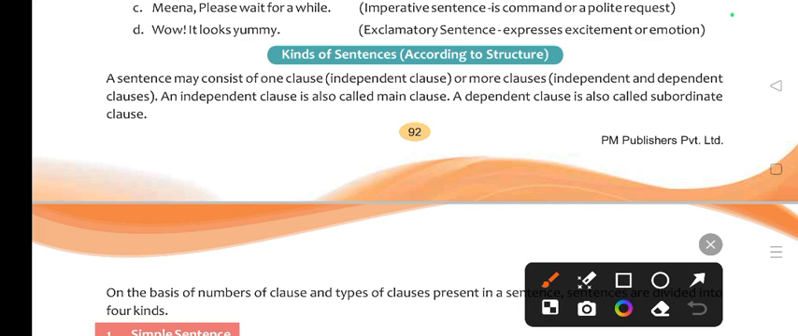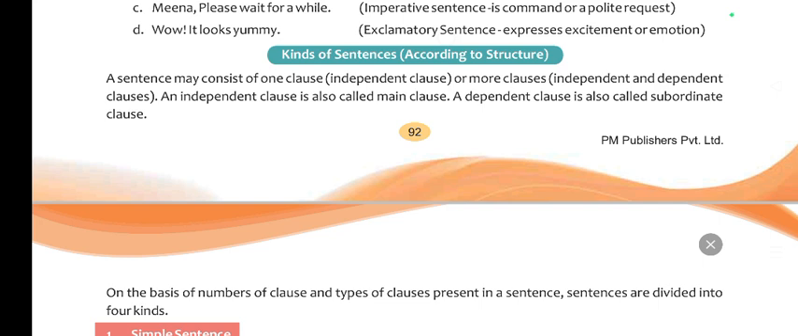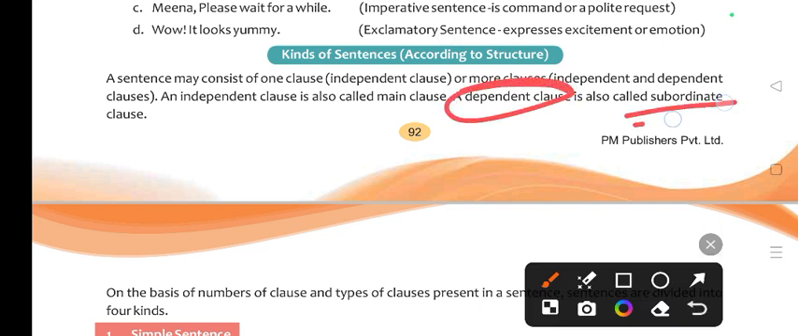So, kinds of sentences according to structure. A sentence may consist of one clause, an independent clause, or more clauses, independent and dependent. An independent clause is also called a main clause. A dependent clause is also called a subordinate clause. That's a very important point. And an independent clause is called a main clause.